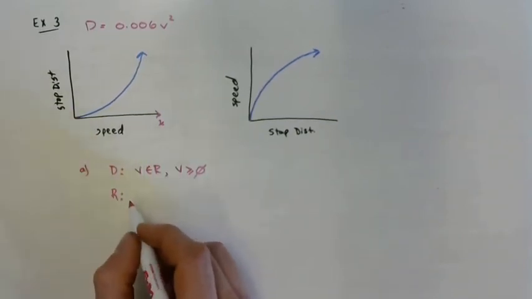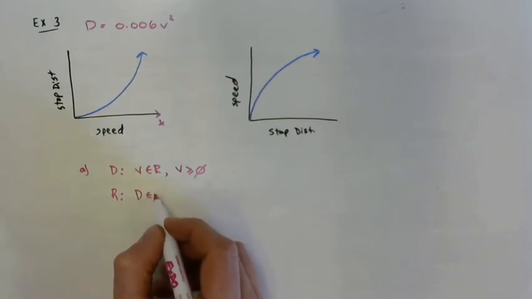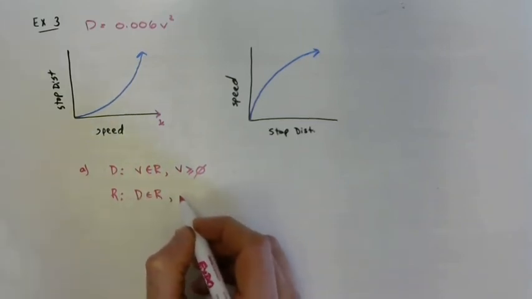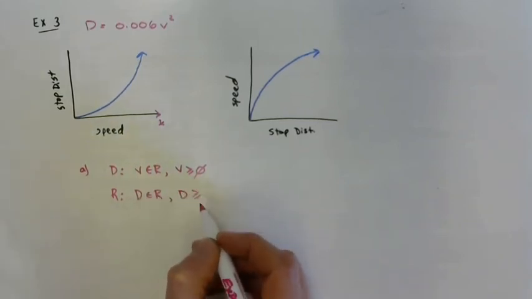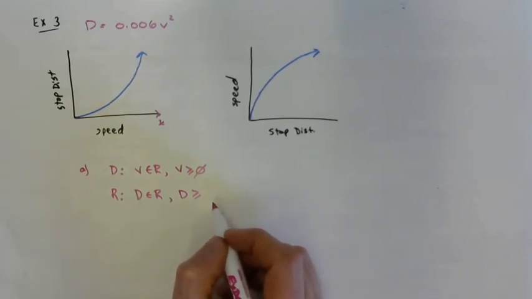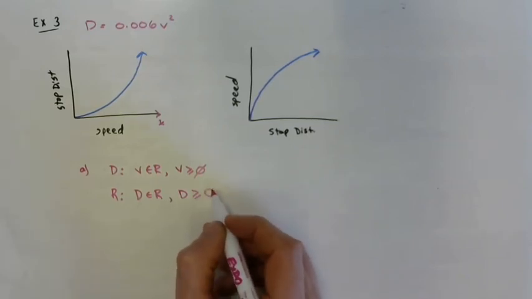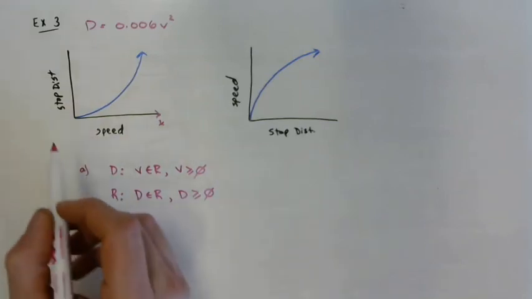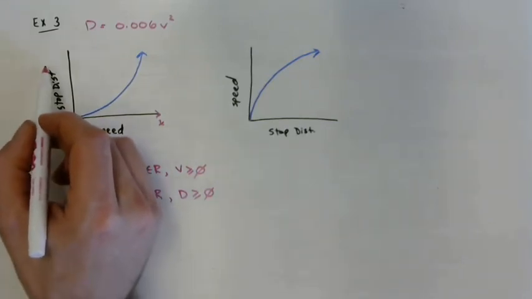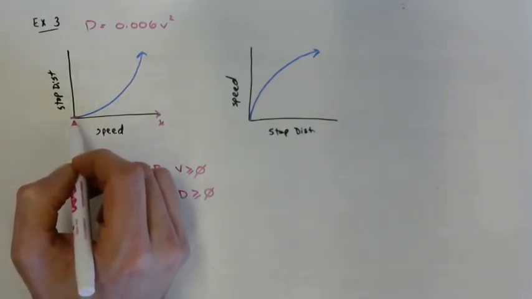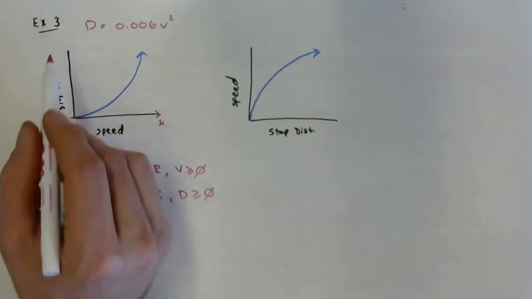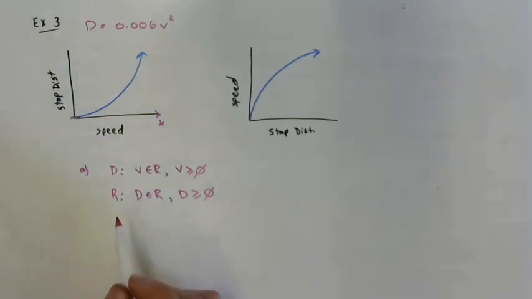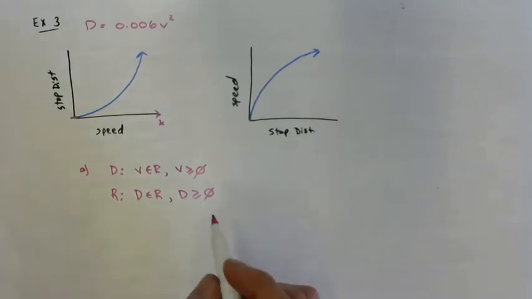Range is the stopping distance, capital D. It comes from the set of real numbers. What's the restriction? Greater than or equal to 0. Stopping distance is our vertical axis here. It starts at 0 and it can only be more than 0. It can't take you less than 0 meters to stop.